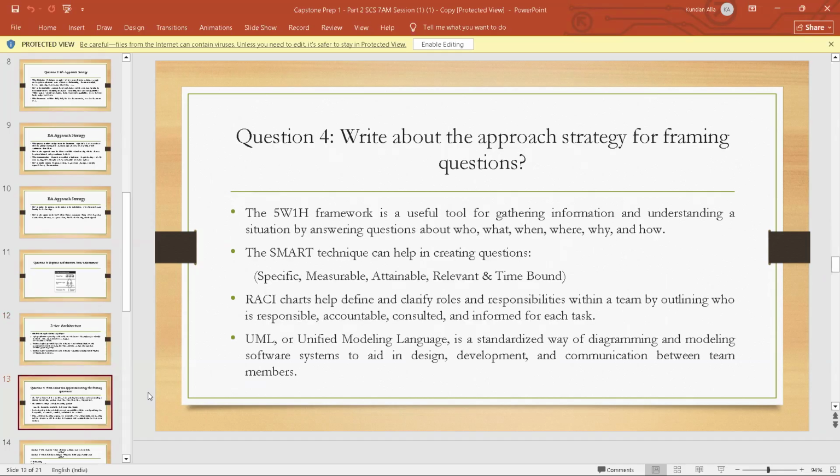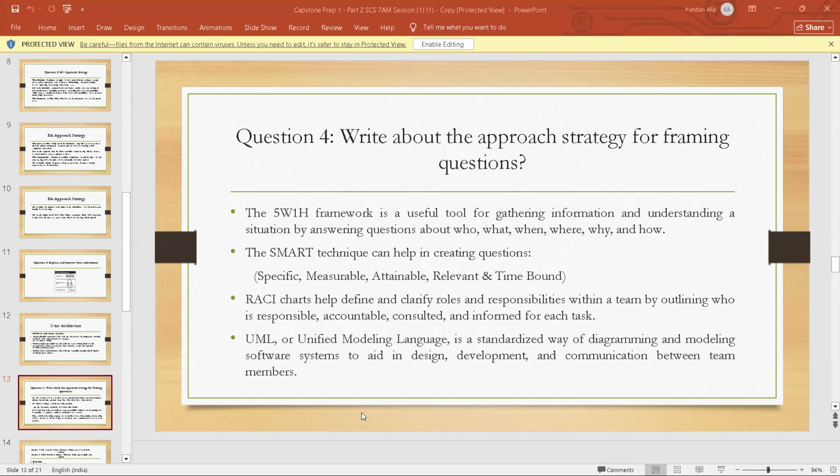So coming to the fourth question, write about the approach strategy for framing questions. Previously you have seen the approach strategy for how to complete your project. Now for this fourth question, you need a strategy for framing questions. Why do you need to frame questions? Let's say you got a client and you need to gather the requirements, but he told you to complete it within 15 to 20 minutes.